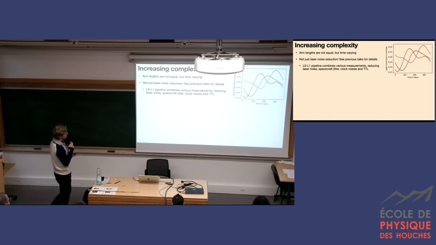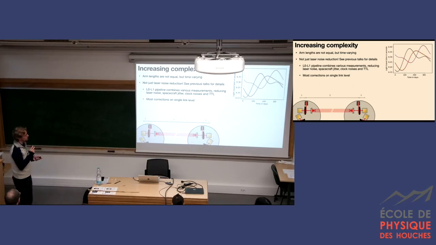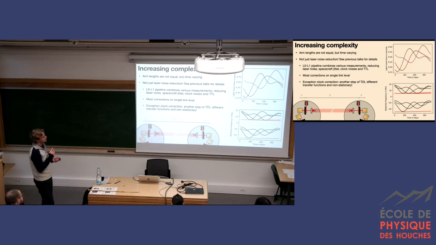And this L0 pipeline does all of those combinations, reducing all of those dominant noise sources. Most of them, like spacecraft jitter correction, TTL, and all the primary noises, like shot noise and so on, do enter on the single link level. So this basic logic for TDI holds for them, but not all of them. In particular, this clock noise correction, I had that in the slide this morning, is an extra term you add afterwards, and you cannot express it as something that you already do on single link level. It changes depending on what your TDI combination is. And in addition, it's also non-stationary, so the coupling factor for all the noises that you use in that correction goes up and down based on this frequency plan that I also mentioned this morning.